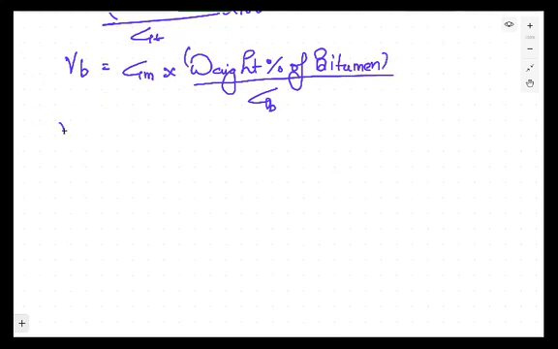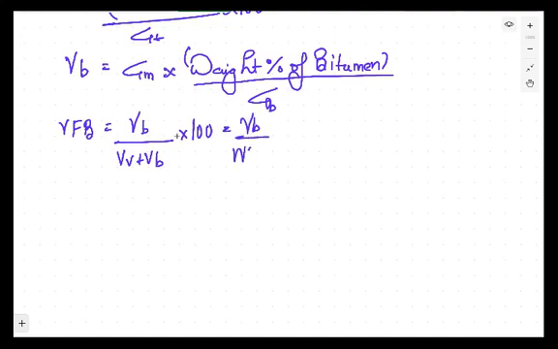Now VFB, I told you, means the voids filled with bitumen with respect to the total number of voids. It means you have to calculate the voids filled with bitumen with respect to the total amount of void. The total amount of void is the void filled with air plus the void filled with bitumen, into 100. This is VFB, which is basically VB upon VMA, which I wrote above, into 100, with respect to the total void. When you calculate with respect to the total void, you will get the value which is VFB.